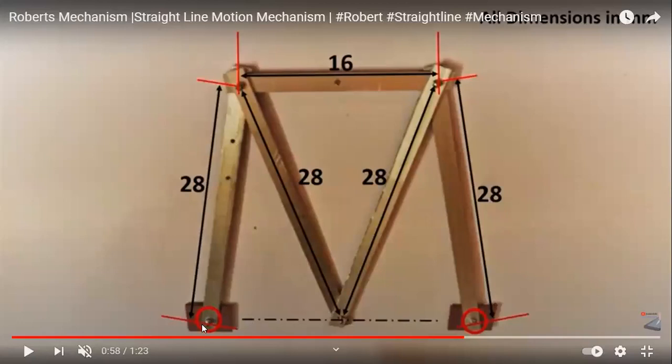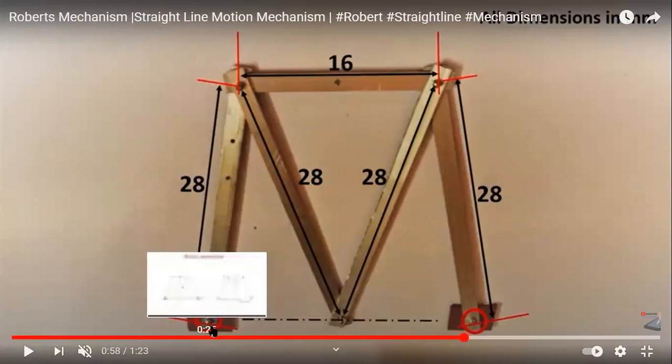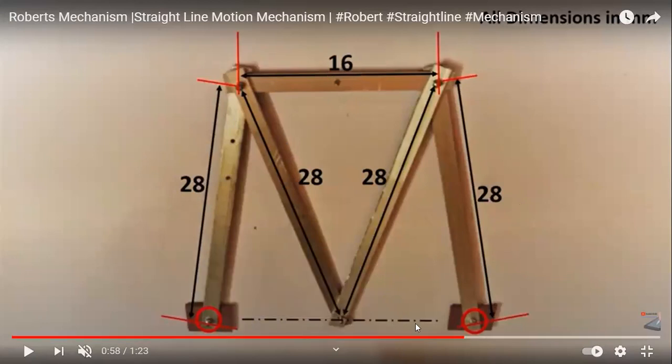So this is OA, length 28, which is equal to O1B. These two links are the same in length. Next, the link AB is 16 in length, which is half of O1.